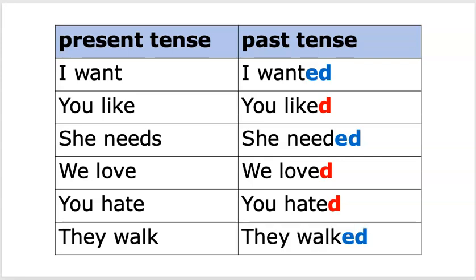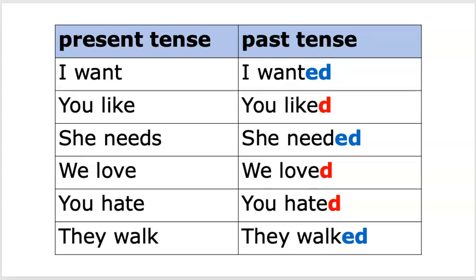We're going to have a separate video on pronunciation. For now, I just want you to note the spelling. If the base verb ends in a consonant, like want, need, walk, we add ed. If the base verb ends in a silent E, as in like, love, hate, we merely add the letter D.